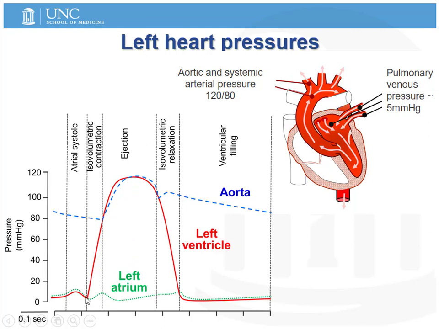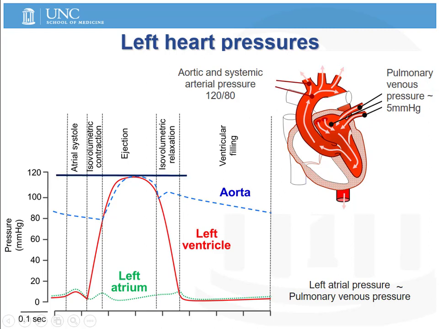Left atrial pressure, here in green, is relatively low, and this is in part because there are no valves that separate the pulmonary veins from the left atrium. This means that the pulmonary venous pressure and the left atrial pressure are about the same throughout the cardiac cycle, and so the left atrial pressure usually stays between about 5 and 8 millimeters of mercury. Aortic pressure, here in blue, is similar to arterial pressure, and it can be measured with an arm cuff.